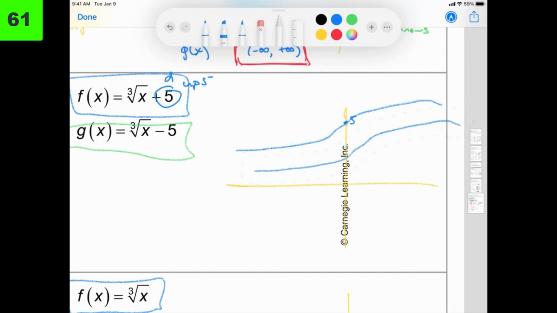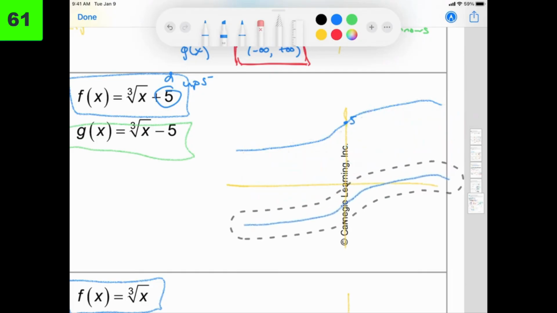Duplicate. And this one, can I change the color too? Boom. Oh, that was so cool. Sorry, that was the first time I've ever done that. And that's -5. So they're essentially the same graph.